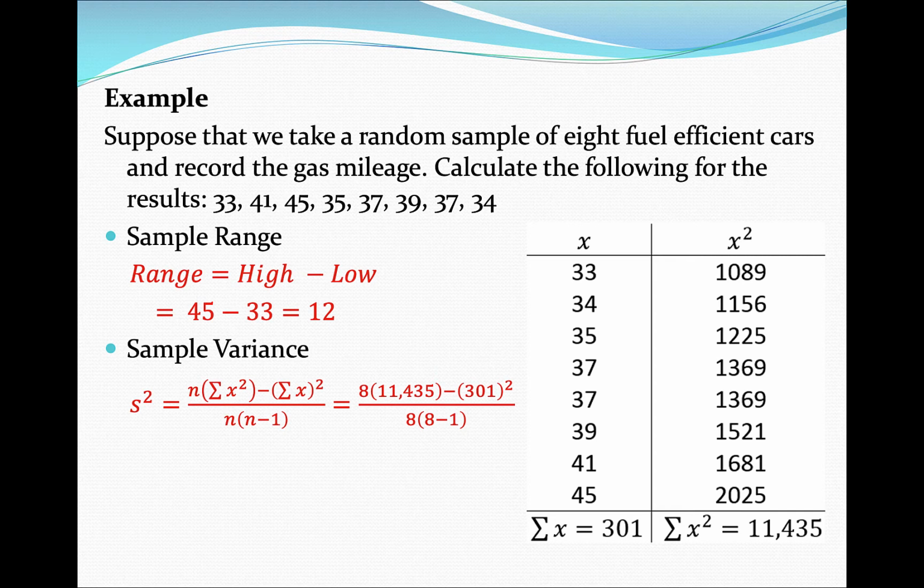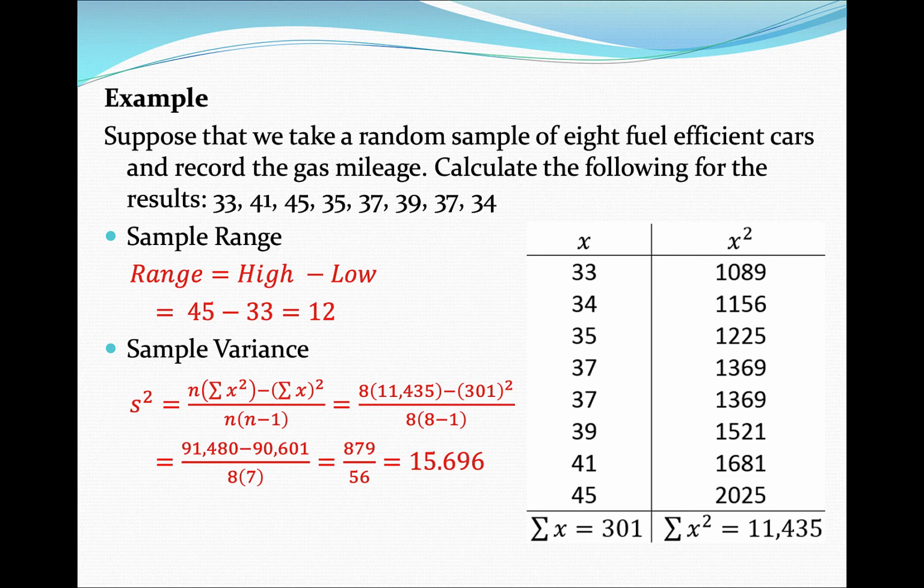Then we get minus, in that next term, you'll see the sum of the x in parentheses, which means we take the sum of the x and then we square that quantity. So that's what you see there at the end. We take 301, the sum of the x's, and we square it. And then the denominator, of course, is just n times n minus 1. So that's just 8 times 8 minus 1. And of course, remember that n is just your sample size. It's how many x values you have. So then we can just simplify that.